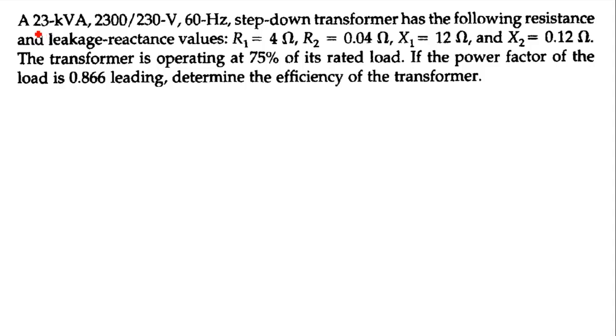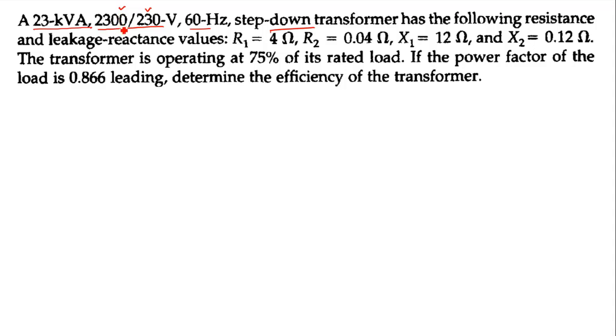So we can see here a transformer that has a rating of 23 kVA. This is your apparent power, right? And the voltage ratings are given as 2300 volt and 230 volt. When these voltages are given, you should know that these are the ratings of the terminal voltages, not the induced EMF. Now the transformer is operating at 60 Hertz. It is a step down transformer.